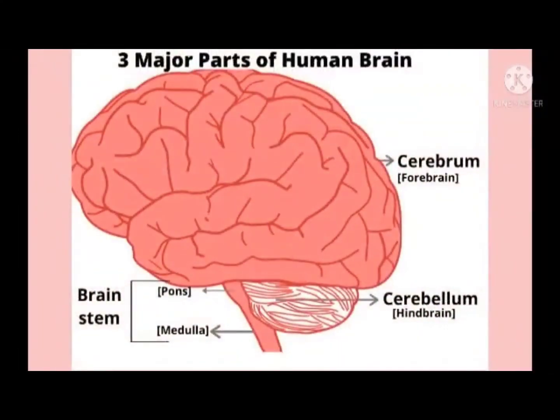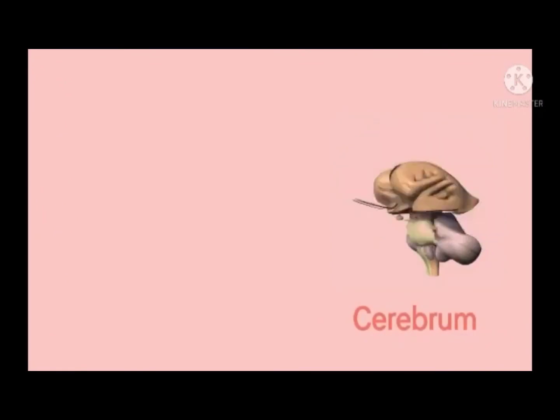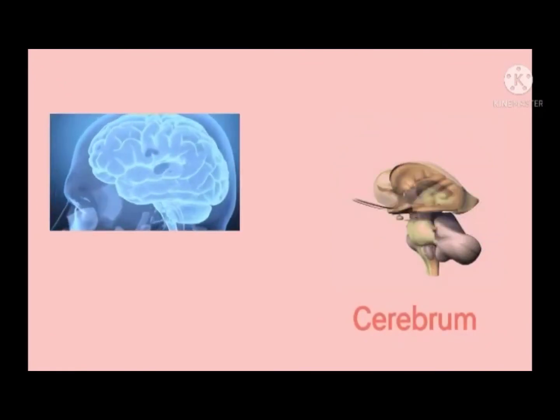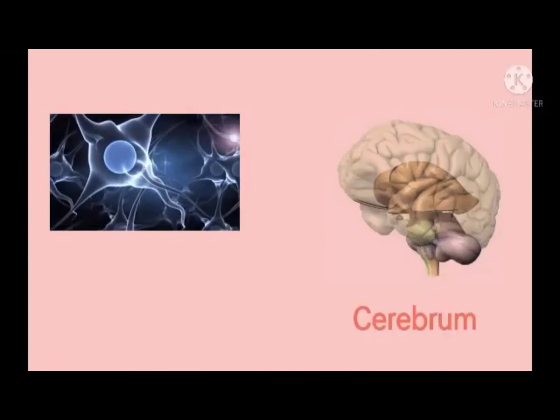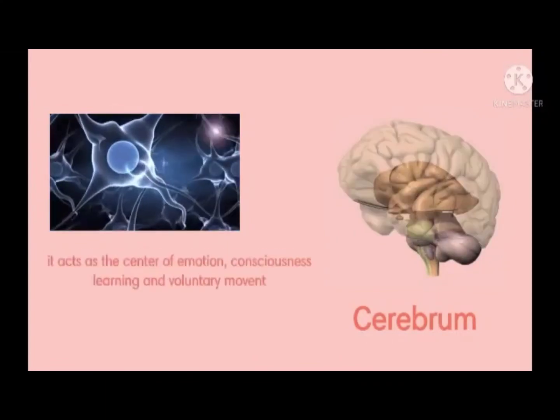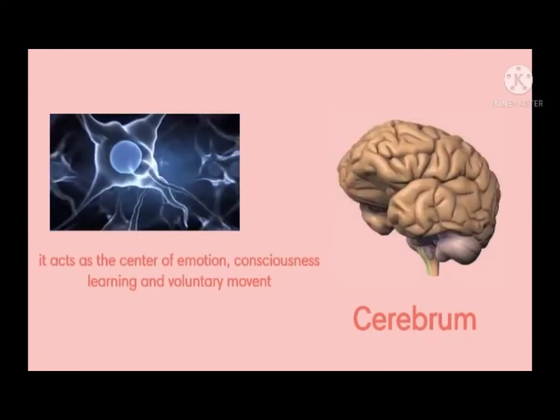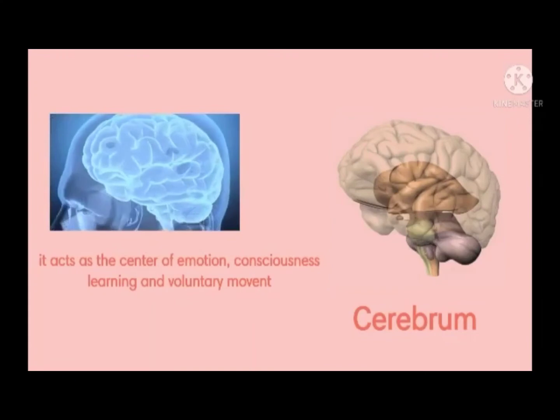Parts of the brain. Cerebrum or forebrain. It is the largest part of the brain. This part receives sensory messages. It acts as the center of emotion, consciousness, learning, and voluntary movement.